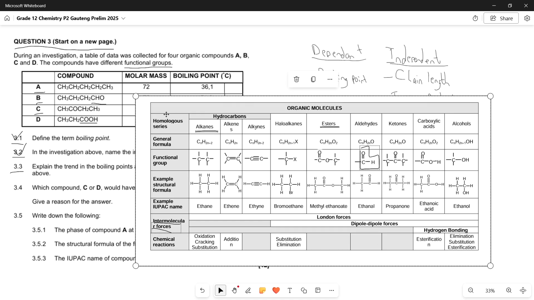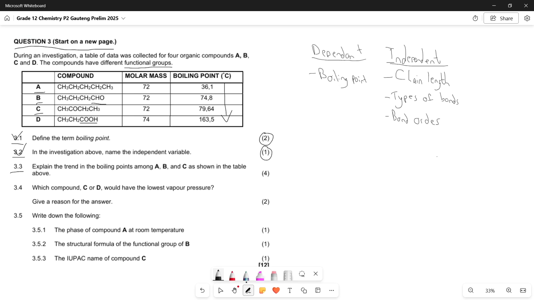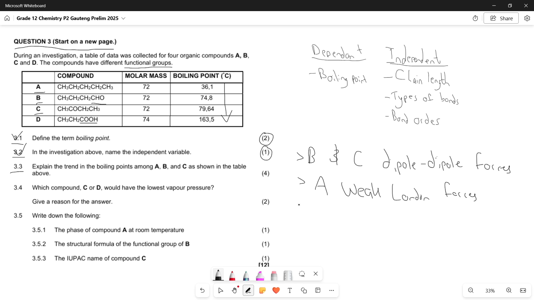So that means if we know which compounds we're dealing with, we can just break down what type of forces they have, and then we can compare the trend in boiling point. We can start off by saying that B and C both have dipole forces because of the O attached to the C for both of them. Next, A has weak London forces because there aren't any other elements besides the carbon and hydrogens. So A has weak London. This would earn us 2 marks so far.